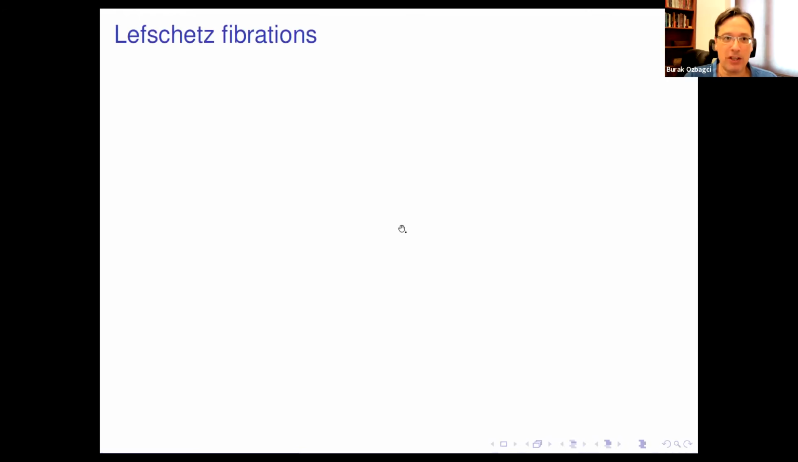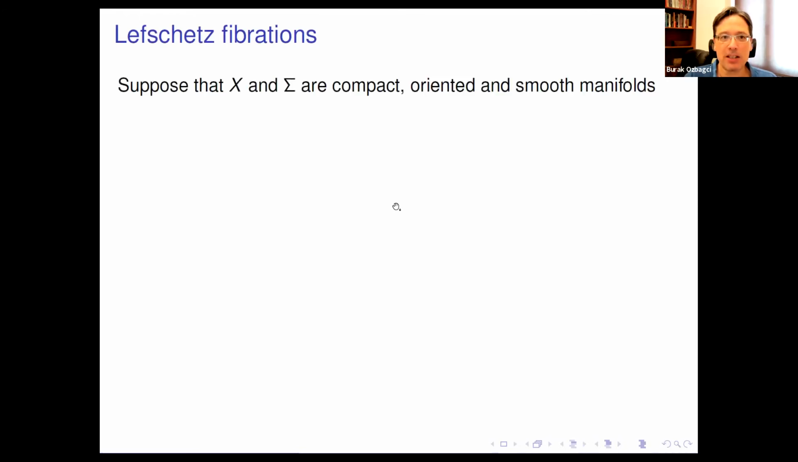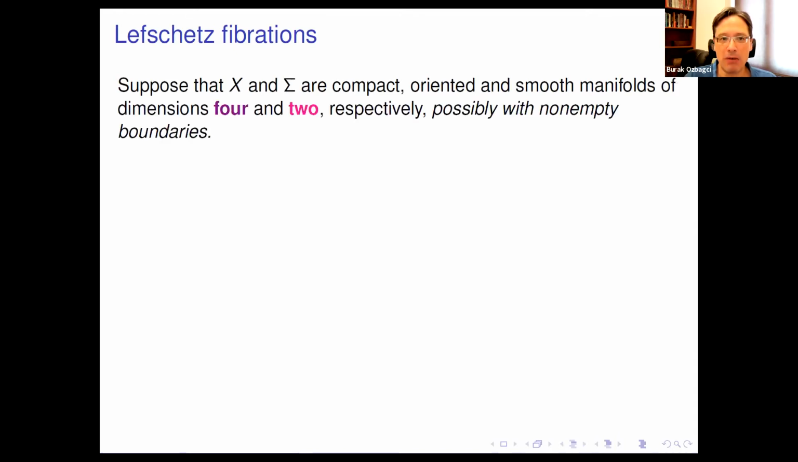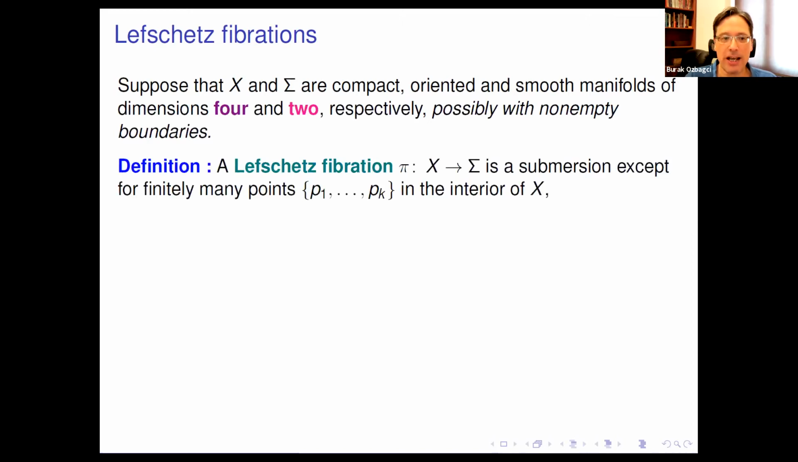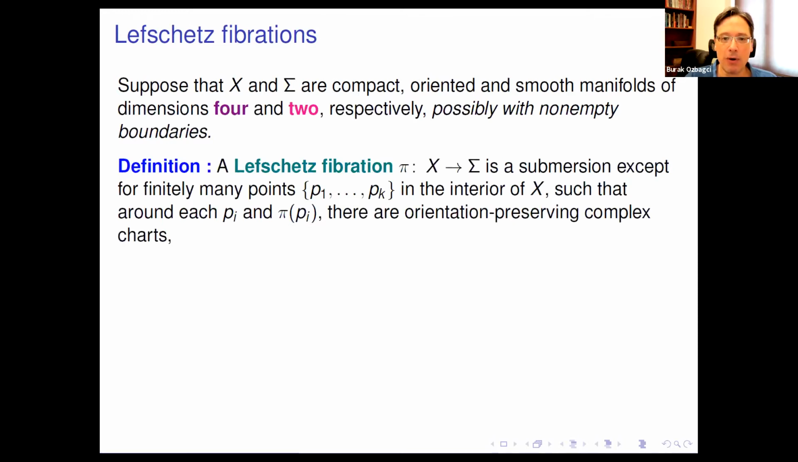So let's start with the definition of Lefschetz fibrations. Suppose that X and Σ are compact, oriented, and smooth manifolds of dimensions 4 and 2 respectively, possibly with non-empty boundaries. A Lefschetz fibration π from X to Σ is a submersion except for finitely many points p_1 up to p_k in the interior of X, such that around each p_i and their image π(p_i), there are orientation-preserving complex charts on which π is of the form (z_1, z_2) mapping to z_1² + z_2².